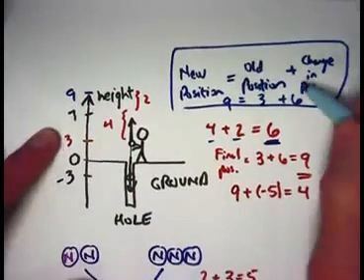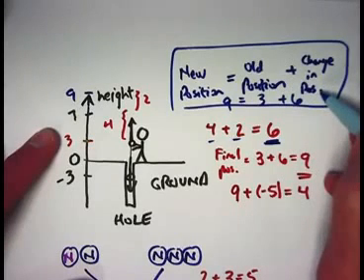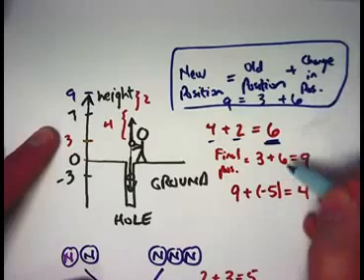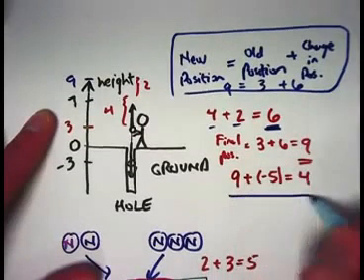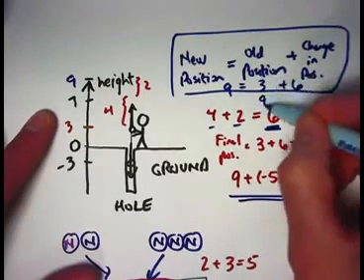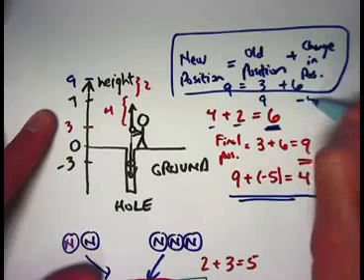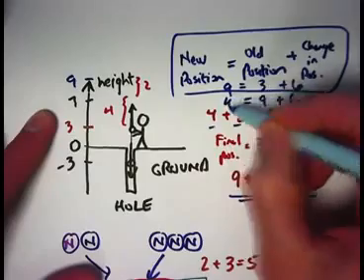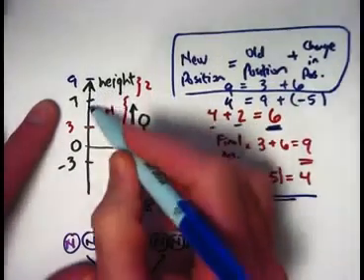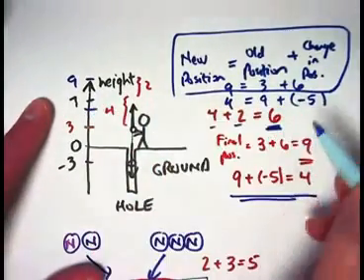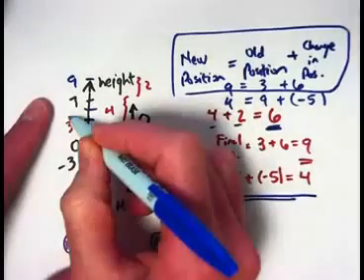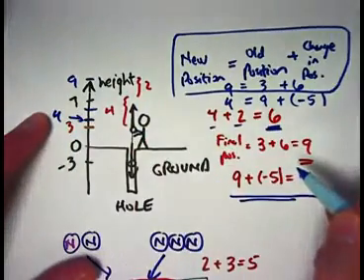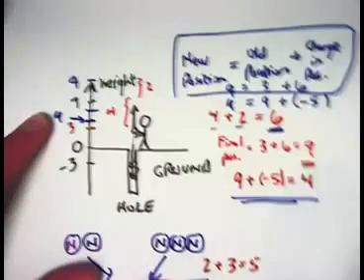And then this equation is still true when the ball goes back down, as long as you interpret change in position as being negative. So this next equation down here, 9 plus negative 5, represented an old position of 9, a change in position of negative 5. 9 plus negative 5 is 4 is the new position. 4 feet high is where it is after it goes down 5 more feet from being up at 9.